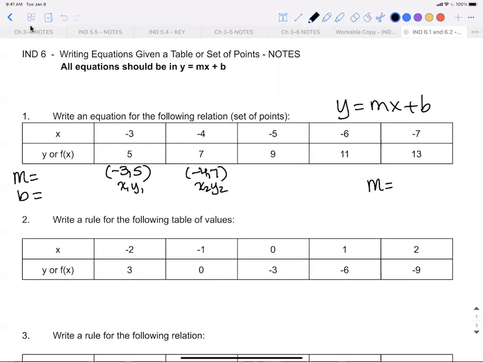And I would plug it into my slope formula. So I would have 7 minus 5 over -4 minus a -3 would go plus. So 7 minus 5 is 2. And -4 plus 3 is -1. So my slope in the end, when I reduce it, which I'm going to write back over here on the left, would be a -2. I'm filling in my M and my B here.